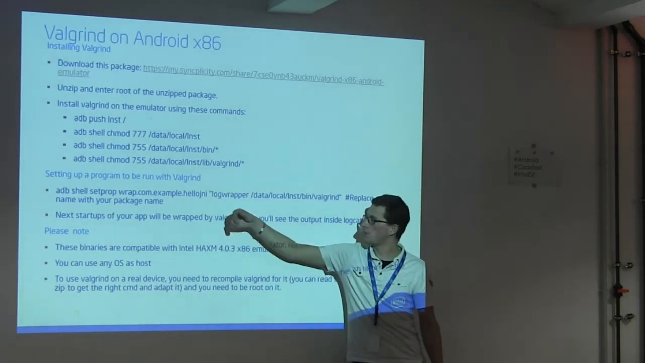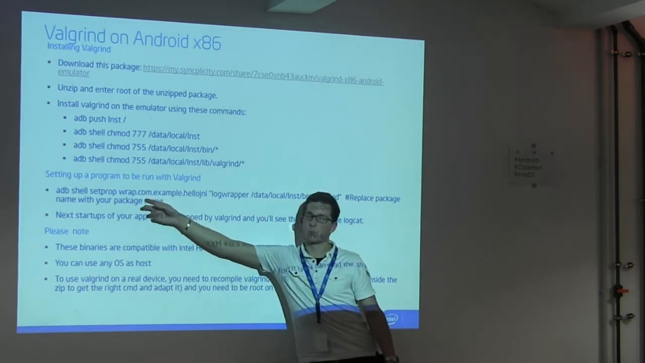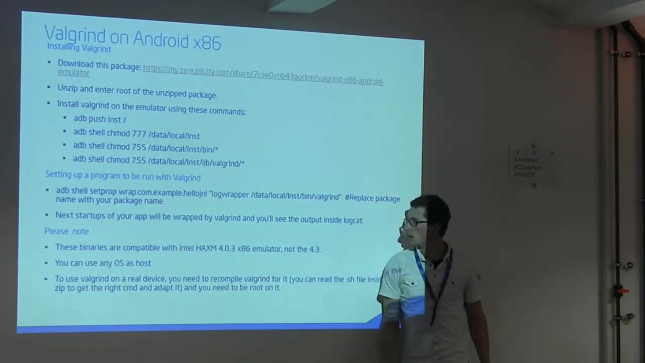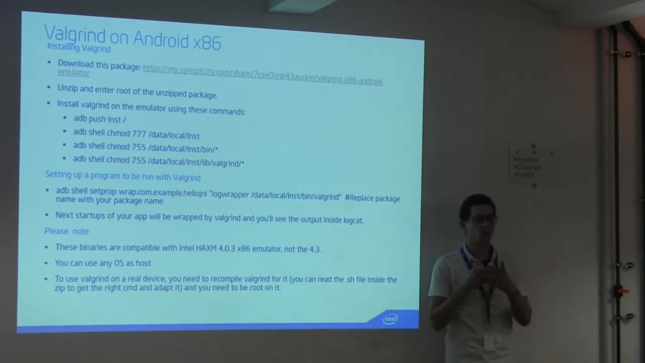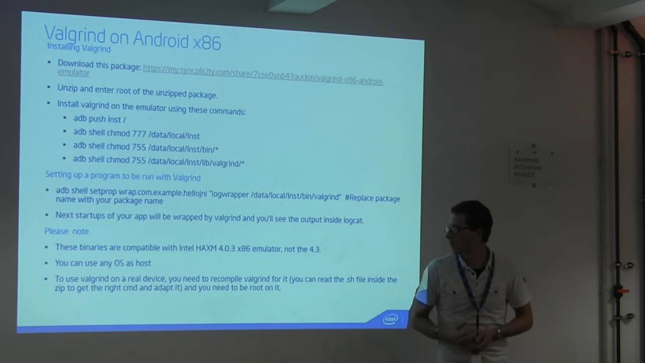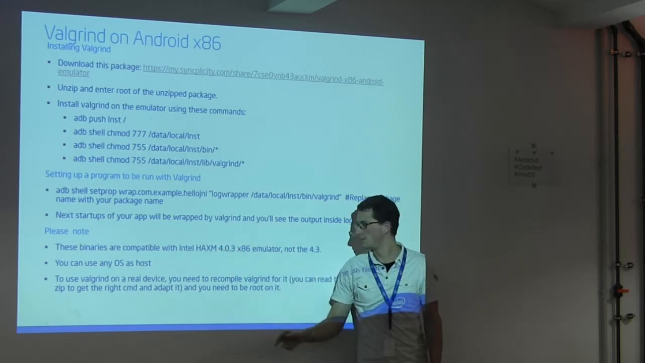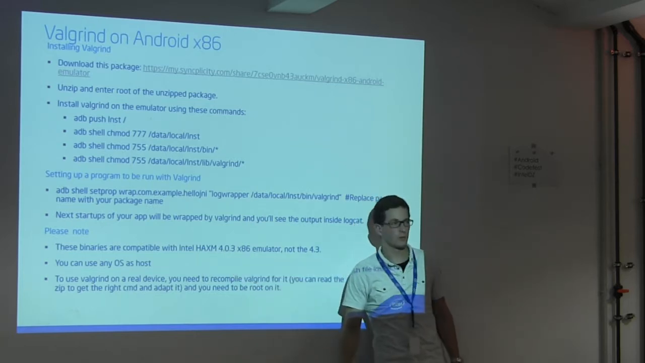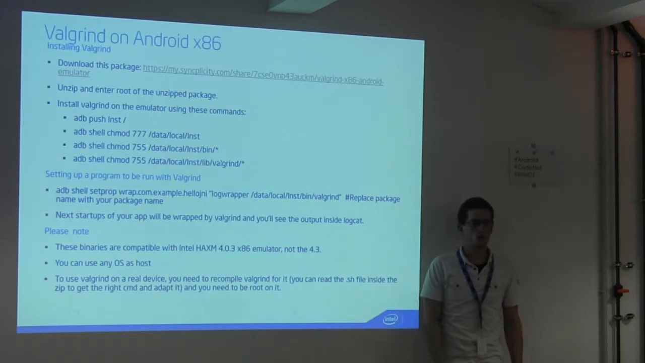And then you set up Valgrind to be pulled during launch of this application using setprop wrap.package name of your app. And then, next step of your app, you will be able to see all the Valgrind output inside Logcat. So I made these binaries for the 4.0.3 or the 4 version of the Android emulator, the x86 image. The 4.3 build was broken, so I couldn't make it work.